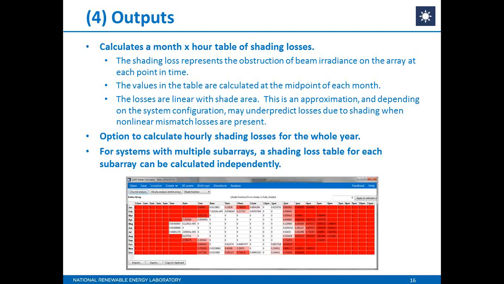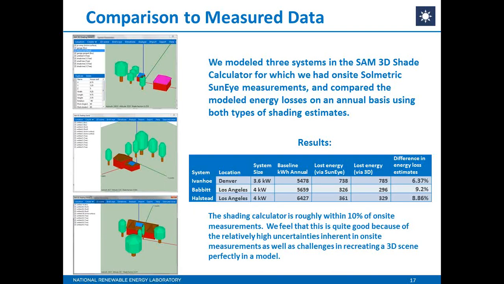A quick comparison to measured data, just to suggest that the tool is doing something correctly. We modeled three systems in the shading calculator for which we had Solmetric SunEye measurements, and then we compared the modeled energy losses on an annual basis with both types. And you can see that in all three cases, the difference in energy loss estimates is less than 10%. And we think that's pretty good because even with an on-site measurement, there's a fair amount of uncertainty in terms of exactly how the measurement is done, and things like tree growth and whether the shading measurement is done in the winter or in the spring where there may or may not be leaves. All those things can add to uncertainty in the shading estimation.